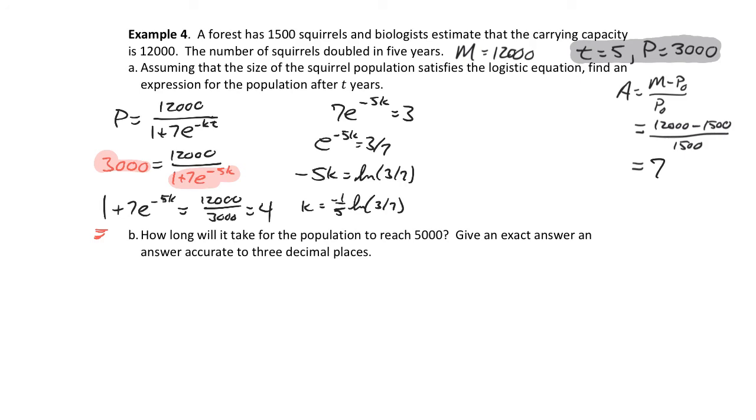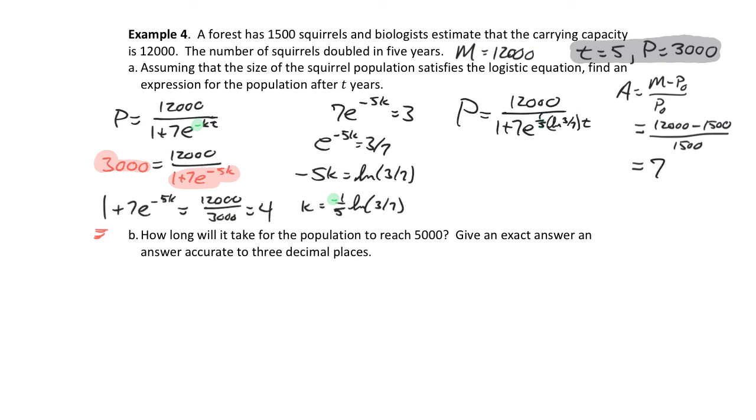If you need to, pause it for a moment. We'll put this into the equation. We get that P equals 12,000 divided by 1 plus 7 e to the, okay, we've got to be super careful here. It's e to the negative k, and k already has the negative inside, and there's the negative there. So those two will cancel each other out. And so we end up with 1/5. Let's go back to black here. 1/5 e to the negative k. k is 1/5 natural log of 3/7 multiplied by t.